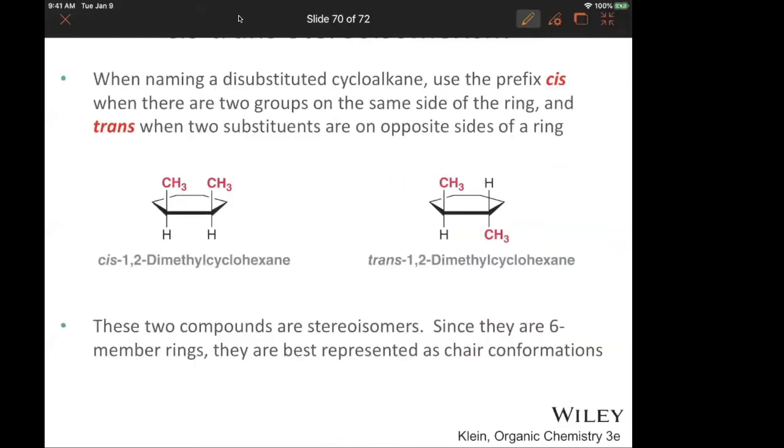So here's the naming that we talked about earlier. Cis would be the same side and trans would be the opposite side. And so we're going to describe the orientation around the cyclohexane ring. If they're on the same side, they're going to be cis, and if they're on the opposite sides, they're going to be trans. These 2 compounds are different. They are called stereoisomers, and that is why it falls under the stereochemistry part of the naming.